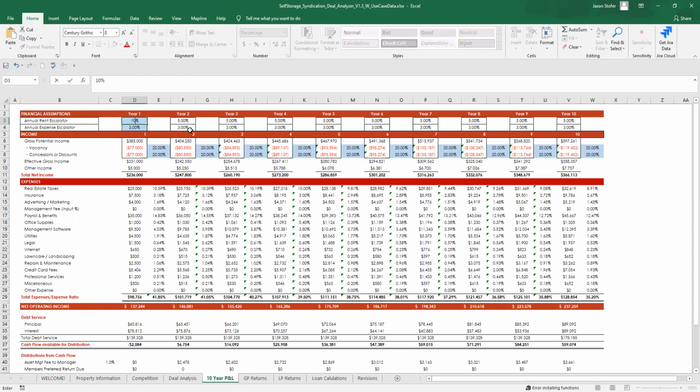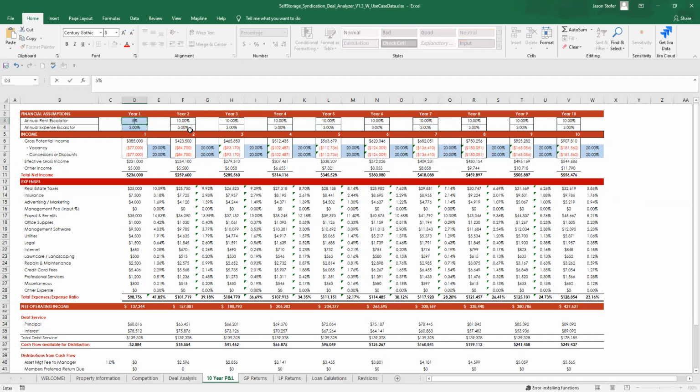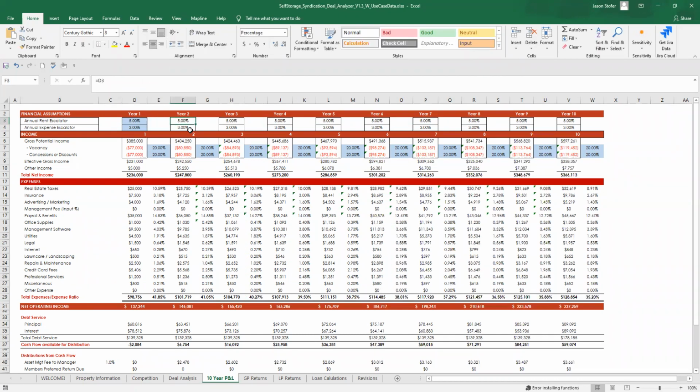Well, by the way, if you change this, it's going to change every single year. So you might not want that, right? So you might want to say 5 here in year 1. And then year 4, since that's so far out, let's do that as a 3 to be on the conservative side. So as you can see, it changes the whole deal, all the way through. Same with the annual expense escalator.